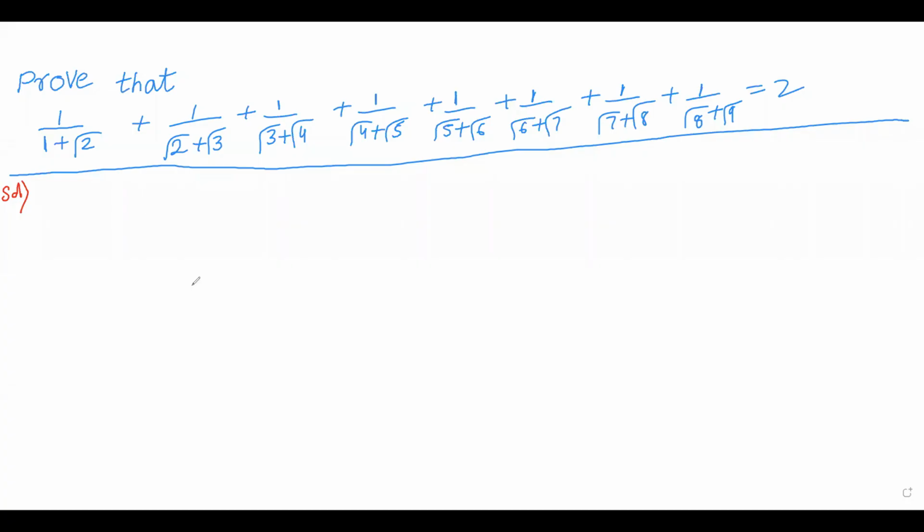In this particular question, we have a total of 8 terms. We have to show that left hand side is equal to right hand side. So it's not possible to rationalize all the 8 terms at a time in one line. So what I will do is I will rationalize term wise. First of all, let us take the first term. Rationalize it.